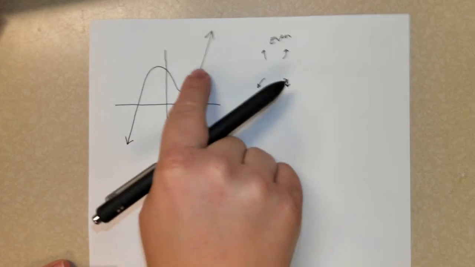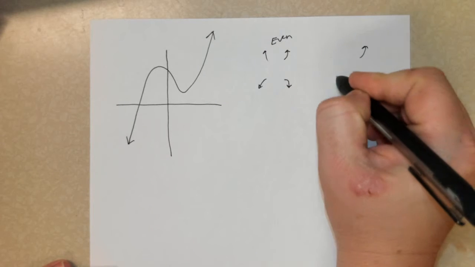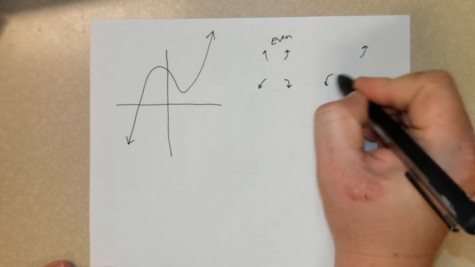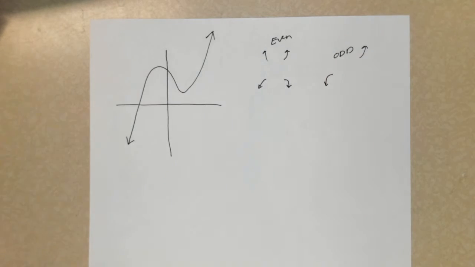Since I can see that with this polynomial function, it's going up on one side and down on the other side. It's going up on the right and down on the left, the end behavior. This would be classified as an odd degree function.